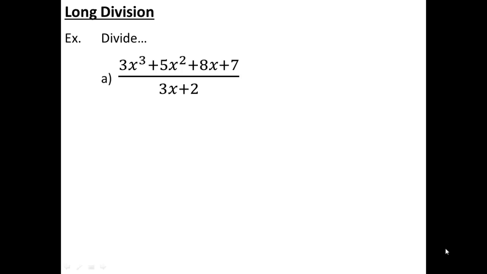So remember just some basic vocabulary. The numerator, the top, is actually called the dividend, and the denominator, the bottom, is actually called the divisor. And of course, when we divide the dividend by the divisor, we get a quotient. And if it doesn't divide evenly, then we're also going to have a remainder.